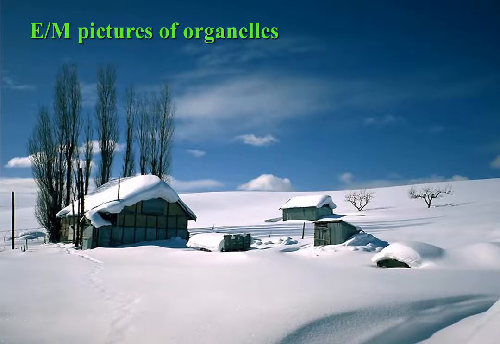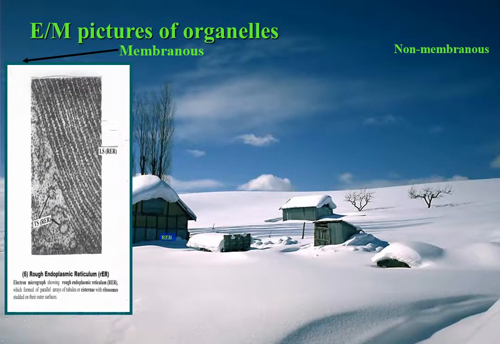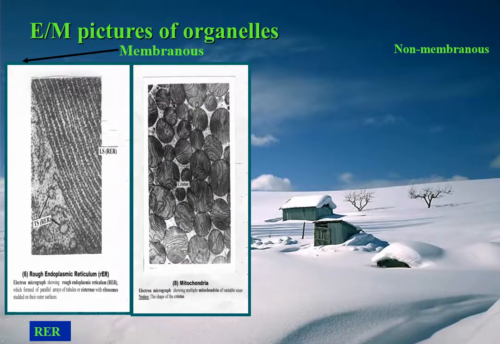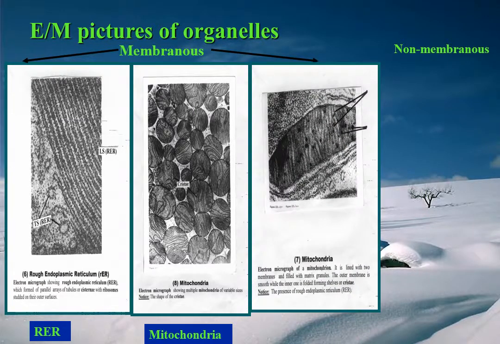Electron micrograph pictures of some organelles, membranous and non-membranous. Membranous organelles. Rough endoplasmic reticulum appears as parallel cisternae with ribosomes attached to their outer surfaces. Mitochondria appear as spherical structures of variable sizes and shapes.